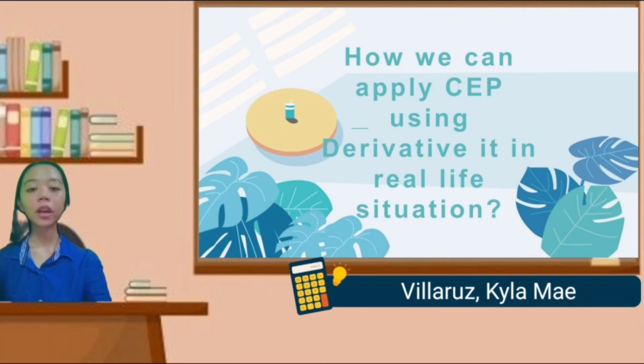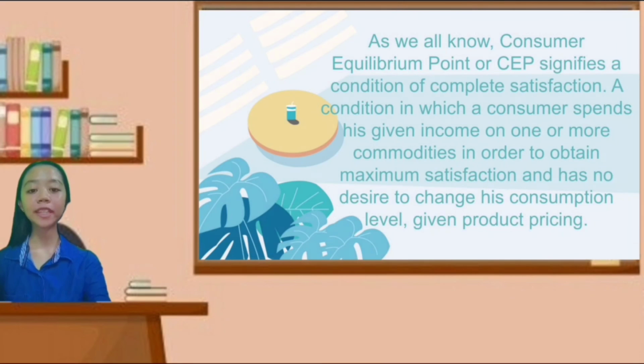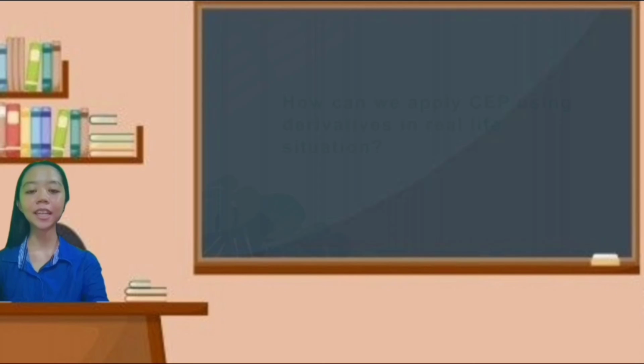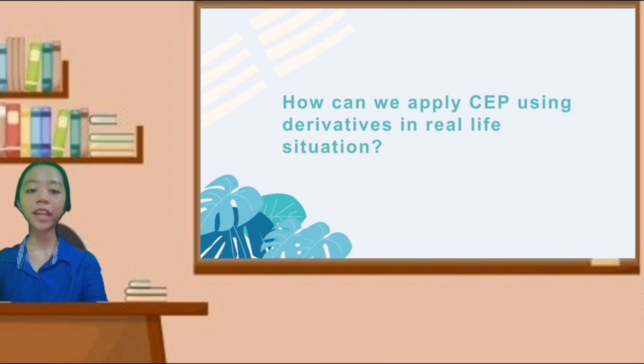As we all know, the consumer equilibrium point or CEP signifies a condition of complete satisfaction, a condition in which a consumer spends his given income on one or more commodities in order to obtain maximum satisfaction and has no desire to change his consumption level given product pricing. CEP can be computed using derivative. It assesses how customers react to changes in prices and income.